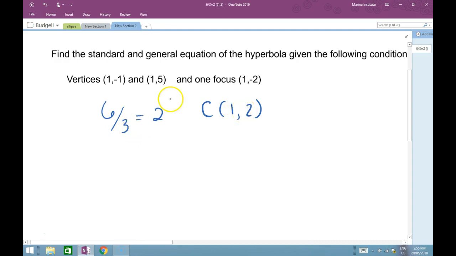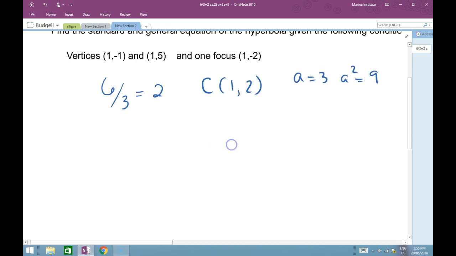The distance from the center to either vertex is the A distance. So to go from -1 to 2 is 3 units. To go from 5 to 2 is a distance of 3. So the A value is 3, so we can say the A squared value is 9.